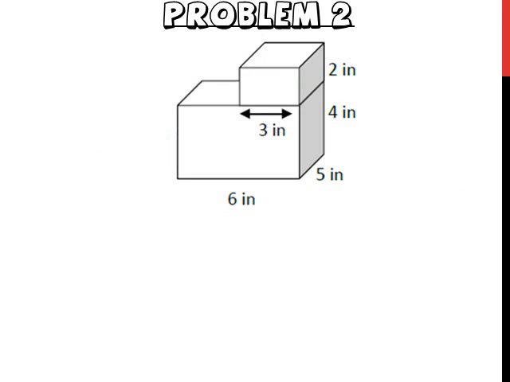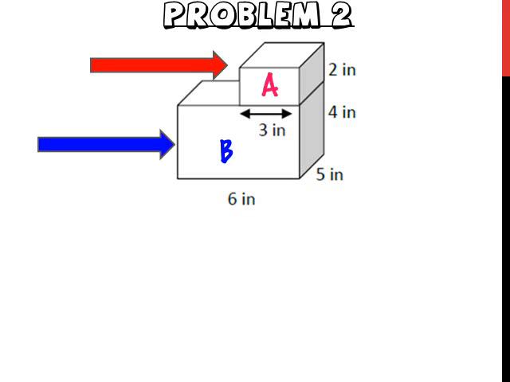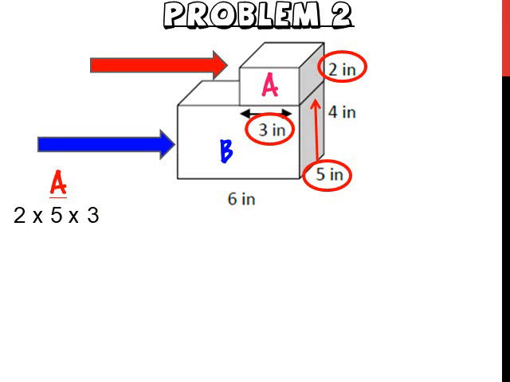Problem number 2. I notice that I have two different shapes, so I'm going to call the first one A and the one below it B. So for A, I'm going to figure out my numbers. I know one of the numbers is 2. Then I see that this 5 looks like the width of A, so I'm going to use that as well. And the 3 is actually the length. So 3 is my length, 5 is my width, and 2 is my height. So I'm going to multiply 2, 3, and 5. I'm going to choose to go 2 times 5 times 3, and 2 times 5 is 10, and 10 times 3 is 30. So the volume of A is 30 cubic inches.